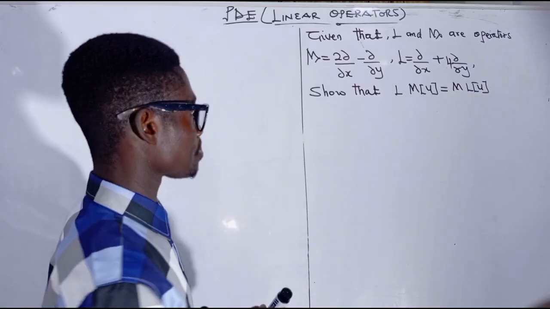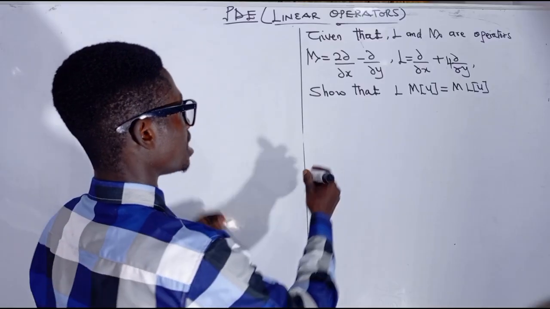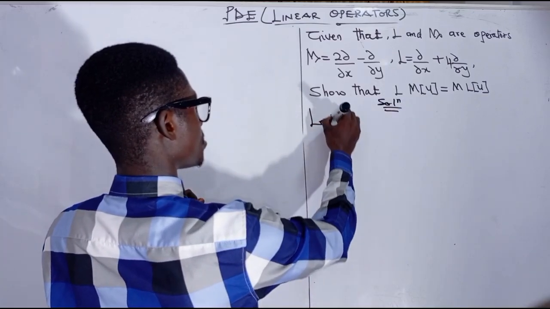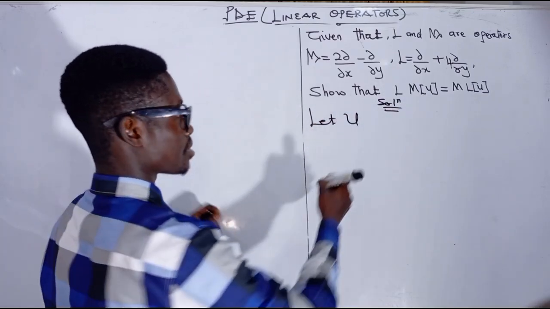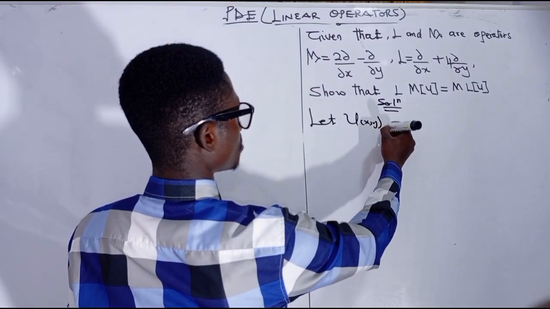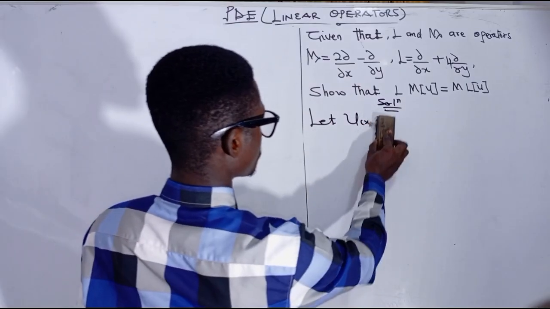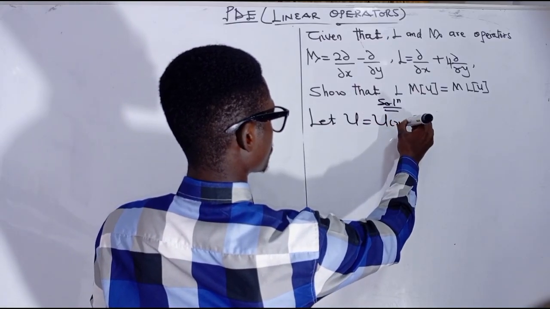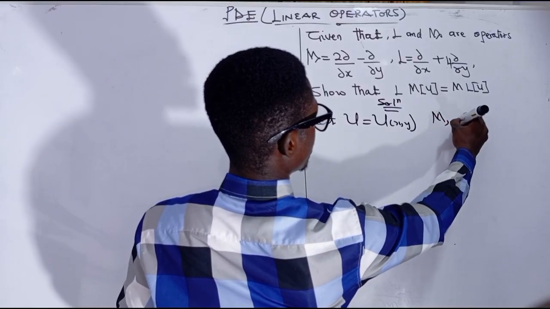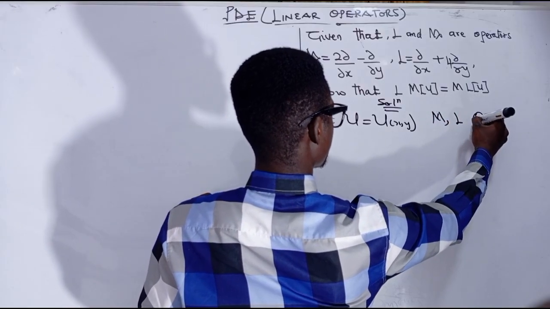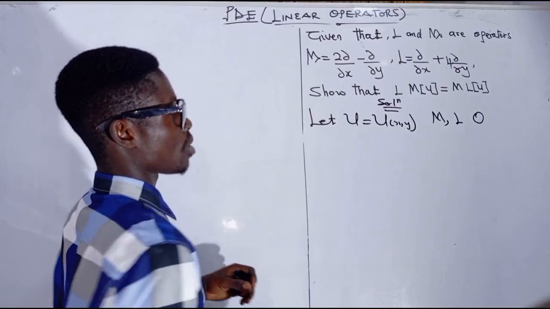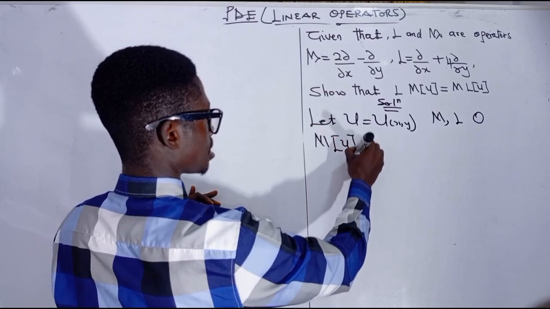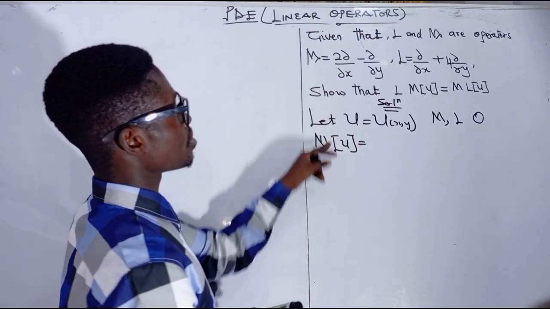So first of all, we have to know our function. So we are going to let U be the function, and U is in terms of x and y. And then M and L are the operators. So first we have to find our MU. So we have M operating on U. That is going to give us MU.